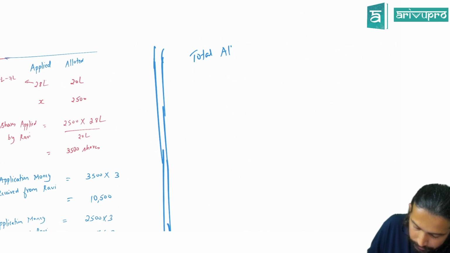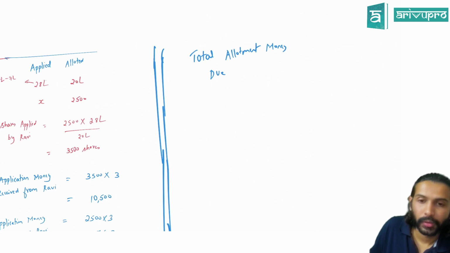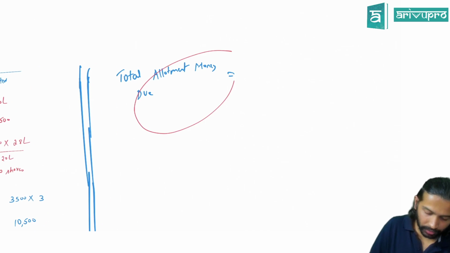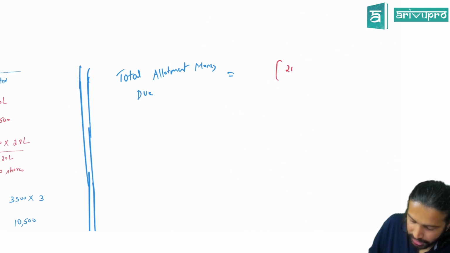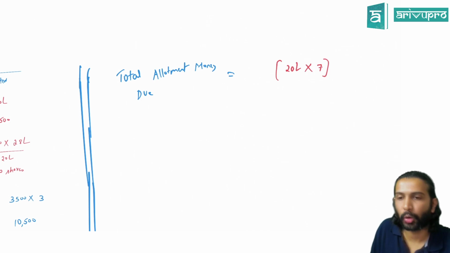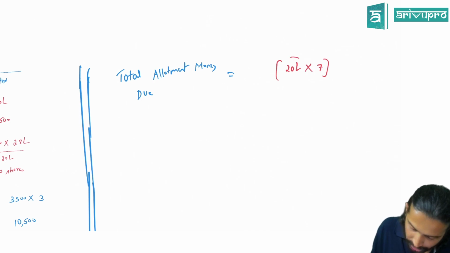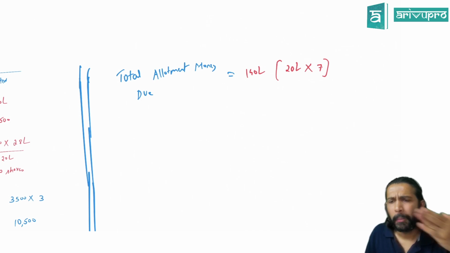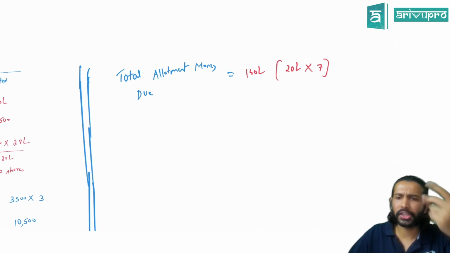Total allotment money. First, can you tell me what is the total allotment money due? How many shares is the company wanting to allot in total? Not to Ravi, to everybody. We're calculating for everybody now. Total allotment is 20 lakh shares. And what is the allotment money on one share? 7 rupees. How many shares in total? 20 lakh. That means how much totally did the company expect? 140 lakhs. Yes. But can the company ask 140 lakh from all the shareholders again?